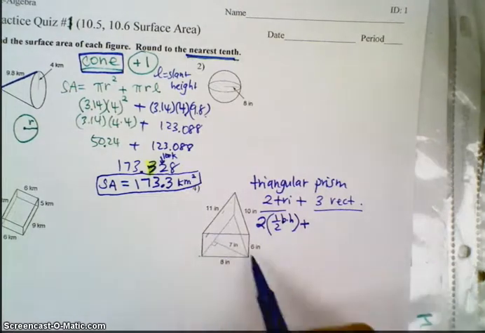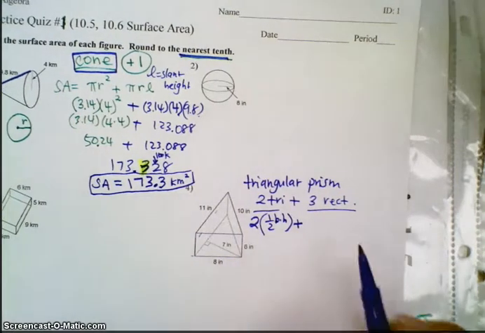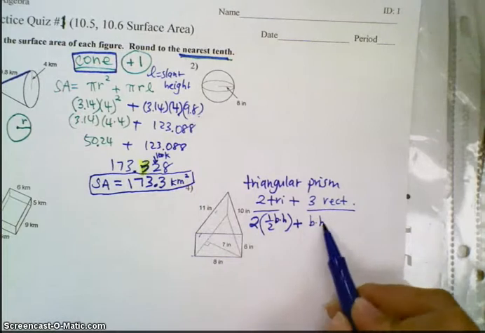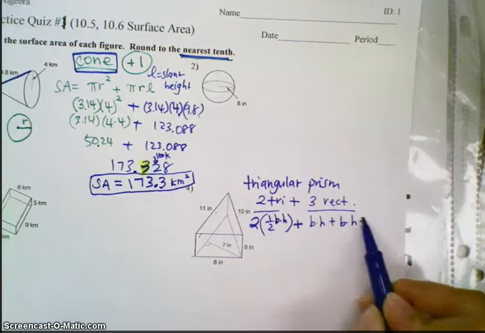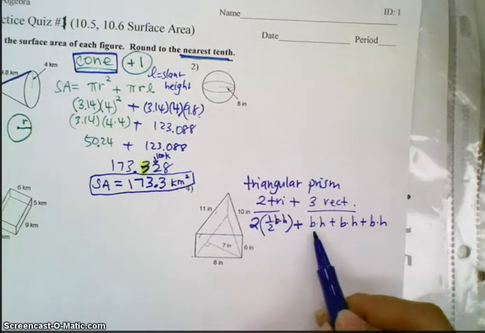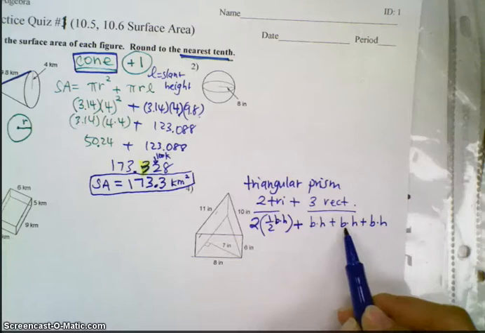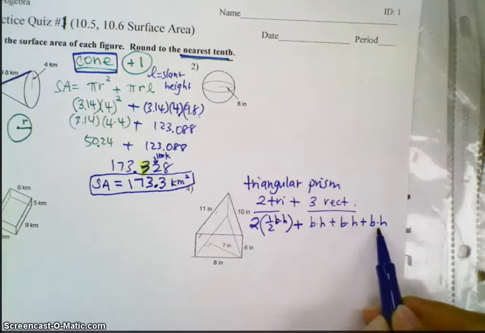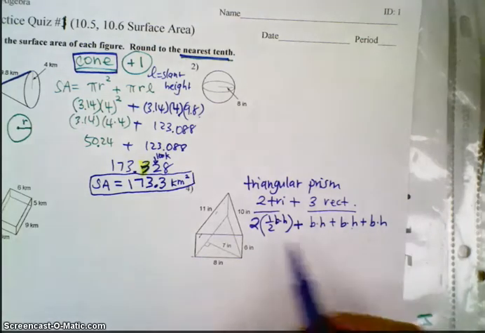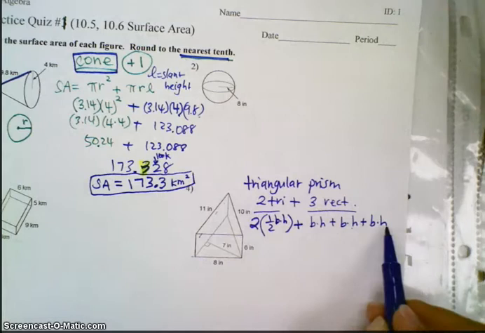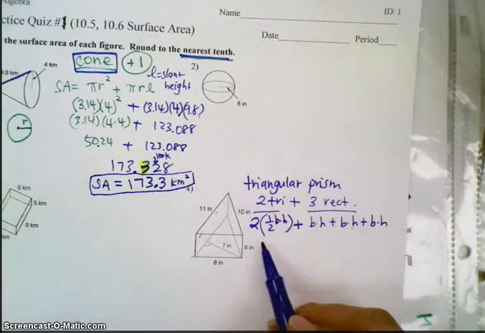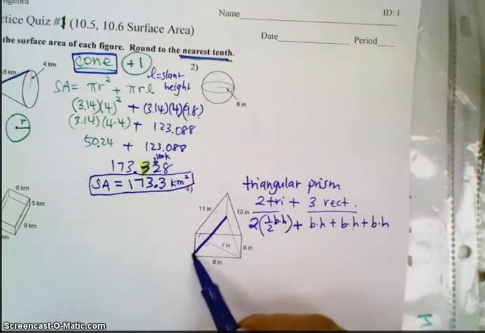Now it looks like the 3 rectangles are probably not the same size, so I am going to add up 3 separate different rectangles, each of them base times height, plus another base times height, plus another base times height, and they're going to be different. Okay, so all of these base heights are different. So let's first look at the triangle. Here's my triangle down here.